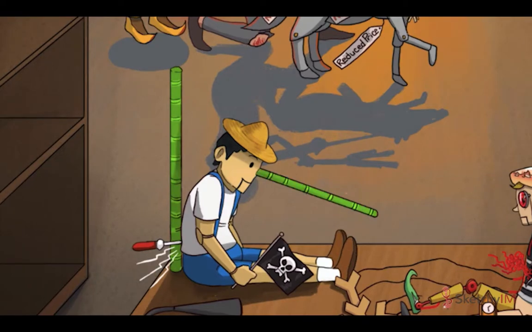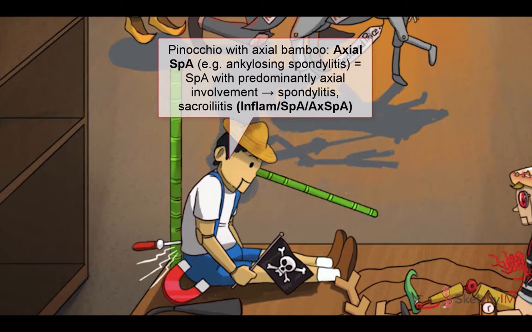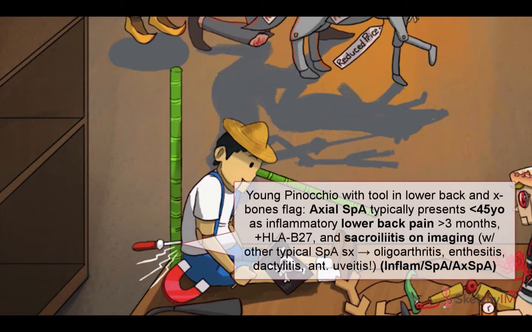Patients presenting with predominantly axial involvement, that is, spine and SI joint involvement, are diagnosed with axial spondyloarthritis. This is usually a patient less than 45 years old with inflammatory lower back pain over 3 months and HLA B27 positive or sacroiliitis on imaging. If the sacroiliitis is seen on X-ray, it's officially called ankylosing spondylitis.